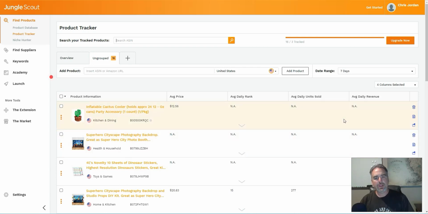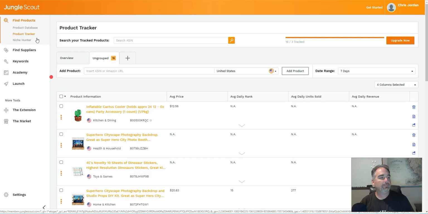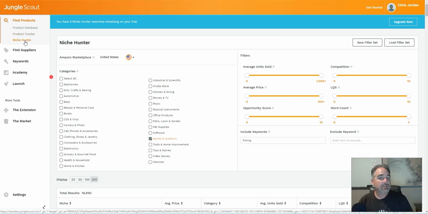And now they're so close to accurate with their estimates just based on BSR and category that you really don't need this anymore. So you don't need to waste your time on it. But it is exclusive to Jungle Scout, and if you're interested in something that works 10% of the time, then there you go. But the next thing is the niche hunter.